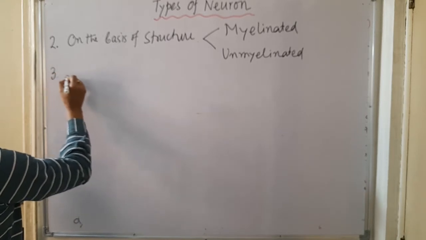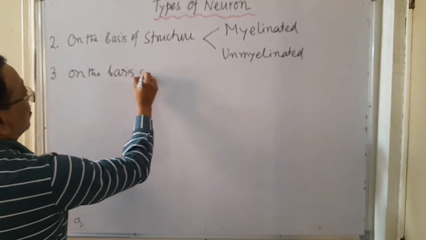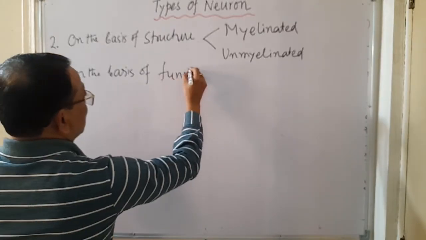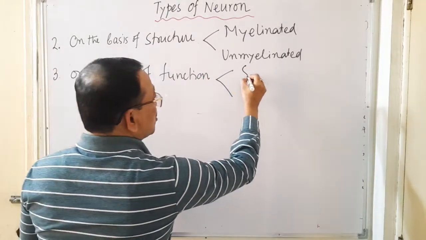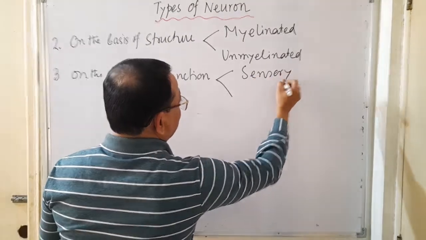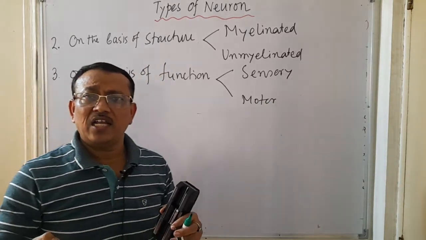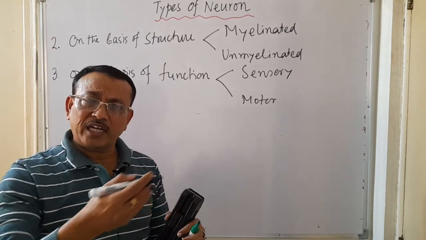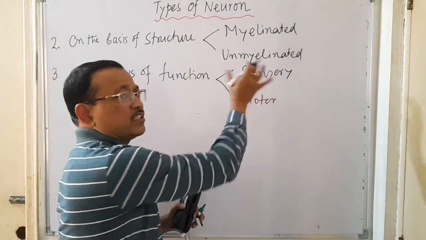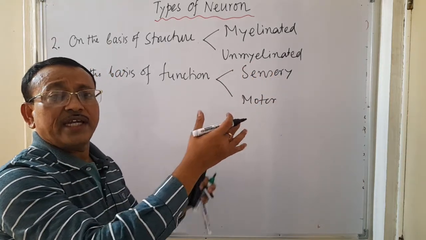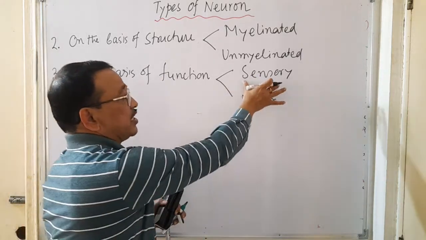Then is the classification on the basis of function. On the basis of function, again two types of neurons are there. One is known as the sensory neuron, and the second one is known as the motor neuron. That means some neurons receive the signal from the external environment or the internal environment and send it to the brain or the spinal cord. Those are known as the sensory neurons.